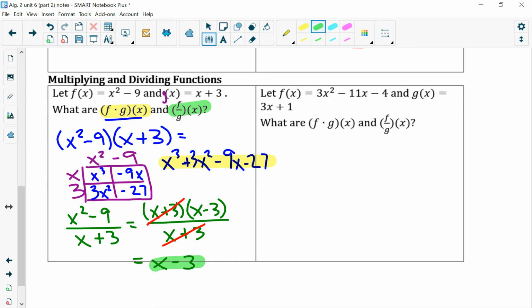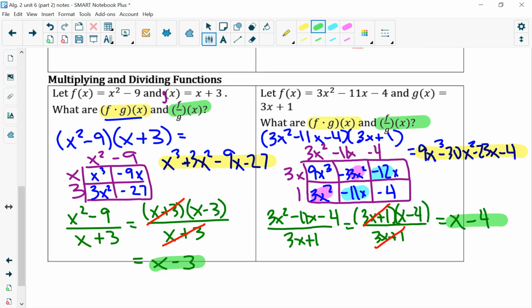All right, take a look at the next one. This one's a little trickier. Same idea, but a little more work involved. For our product, you would have gotten 9x cubed minus 30x squared minus 23x minus 4. And for our quotient, x minus 4. If you are good to go, turn the page and continue on.